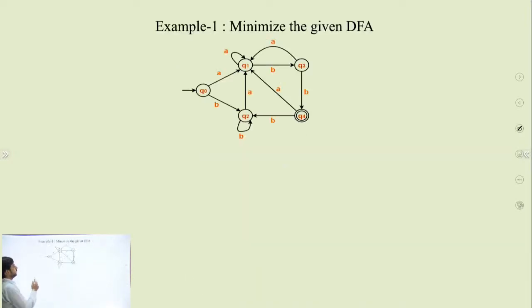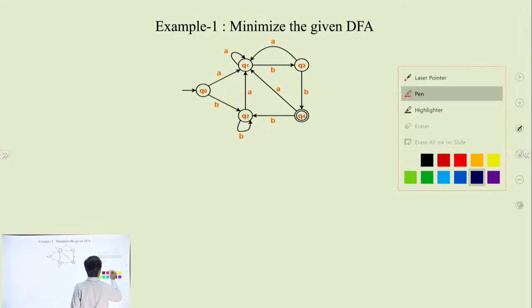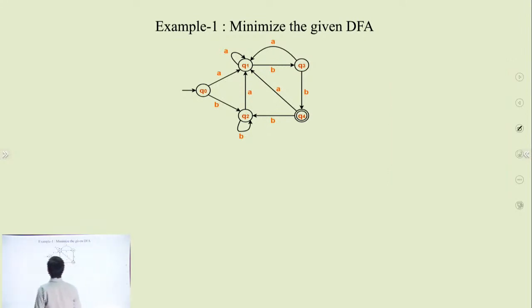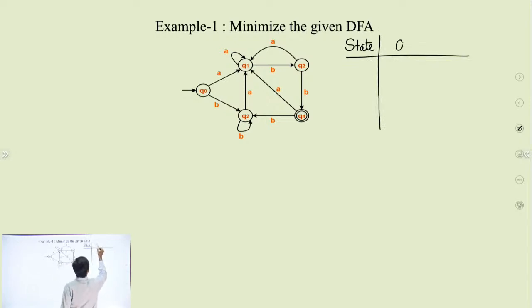So let's see this example. First step is to draw the transition table. Draw the transition table for this transition diagram of the DFA. Okay, so there are states and there are inputs.